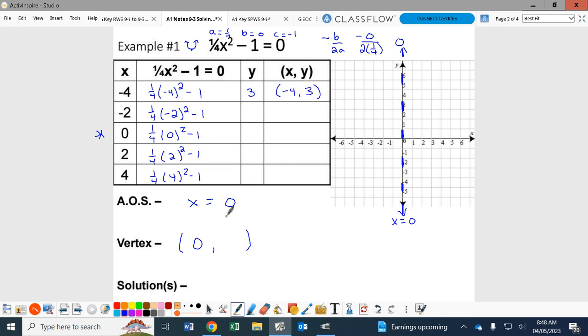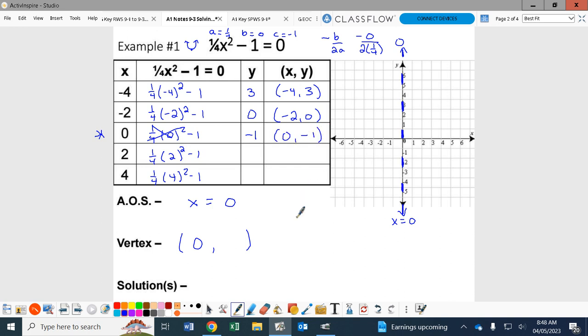Do it again. 1/4 times, parentheses, -2, close your parentheses, squared, minus 1. That'd be 4 over 4, minus 1. Is it 0? 0. -2, 0. Now, the next one you shouldn't need a calculator for. What happens to this first part since it's multiplying by 0? This all goes away, so all you're left with is that -1. That's all you're left with. So it's going to be 0, -1.